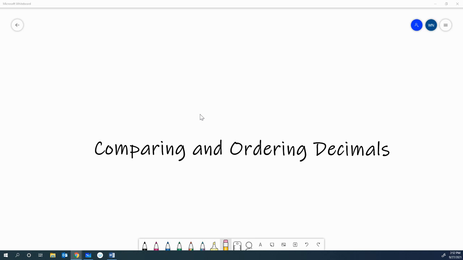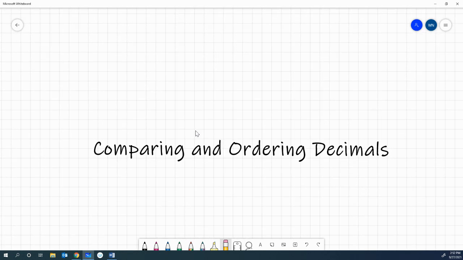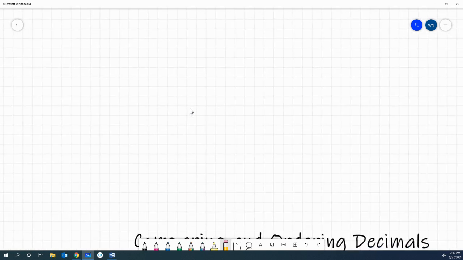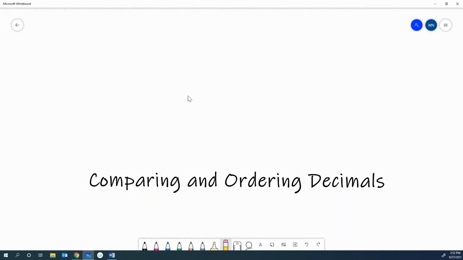and ordering decimals. So when you're comparing and ordering decimals, it's incredibly important to remember the place value of decimals. So let's go ahead and review that decimal place value.